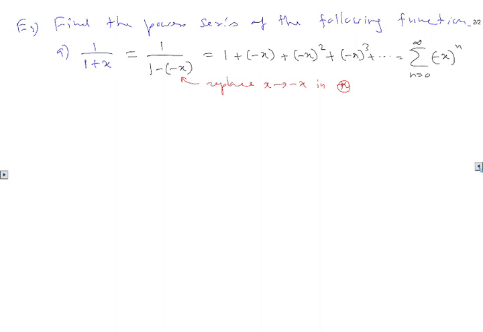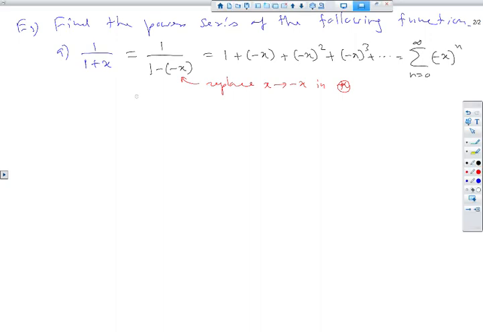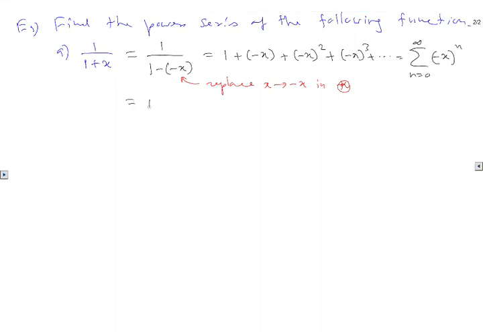Okay, so let's simplify the rest. Now what's going to happen? This side simply becomes 1 minus x plus x squared minus x cubed, like that. So the signs change, and here you can get the negative sign out. We normally write this as negative 1 to the n times x to the n. So that's the power series representation of 1 over 1 plus x.